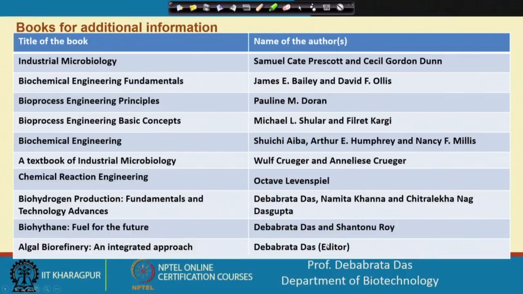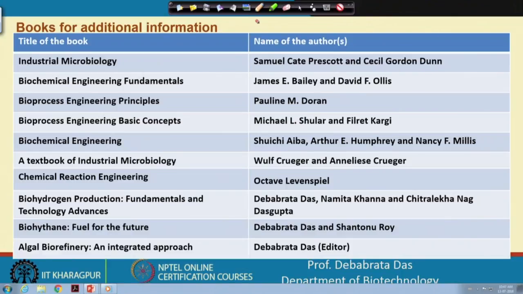These are the different reference books that you can consider: Industrial Microbiology by Prescott and Dunn, which is a very important book; Biochemical Engineering Fundamentals by Bailey and Ollis; Bioprocess Engineering Principles by Doran; Bioprocess Engineering Basic Principles; Schuler and Kargi; Biochemical Engineering by Aiba, Humphrey and Millis; A Textbook of Industrial Microbiology by Krüger and Krüger; Chemical Reaction Engineering by Levenspiel. I have also written 3 books that can be consulted.